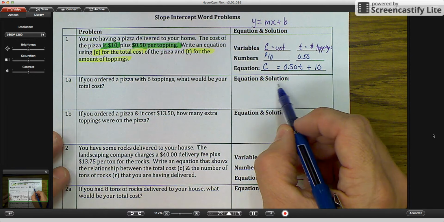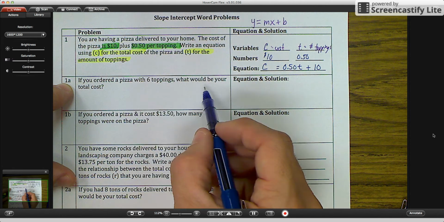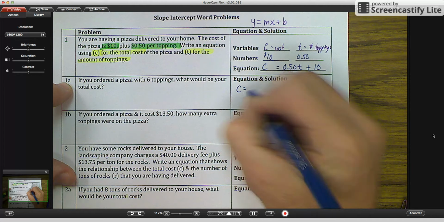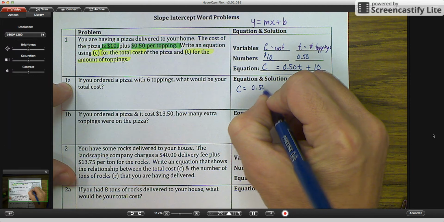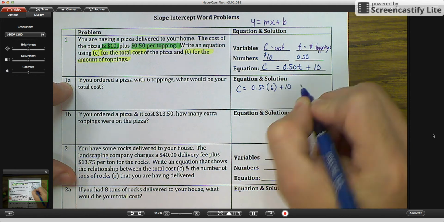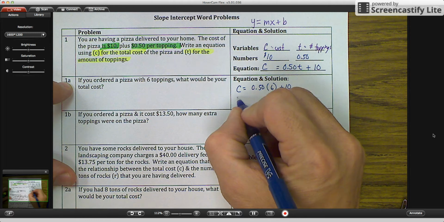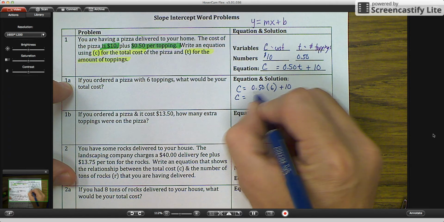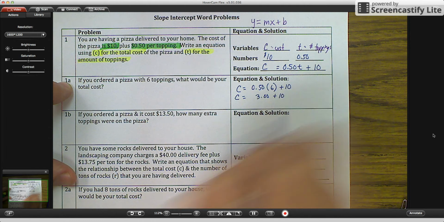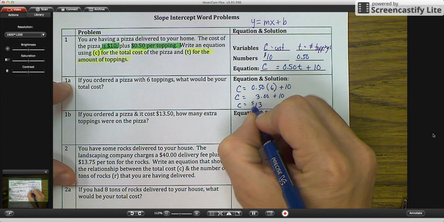Now we're going to go down here and put it into practice. It says if you order a pizza with six toppings, what would your total cost be? Well, my total cost will equal 0.50 times my 6 toppings plus the original cost of the $10. Now I'm going to simplify and solve for C. The total cost is equal to 50 cents times 6, which is $3, plus my $10. So the total cost of the pizza is $13.